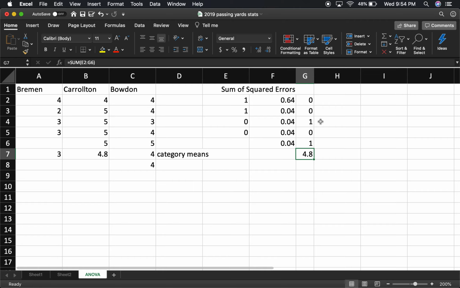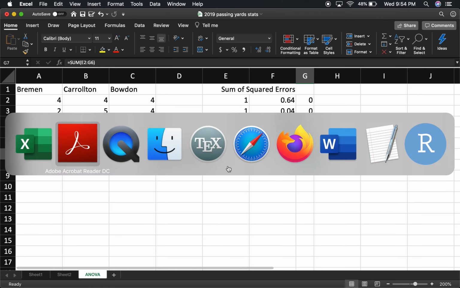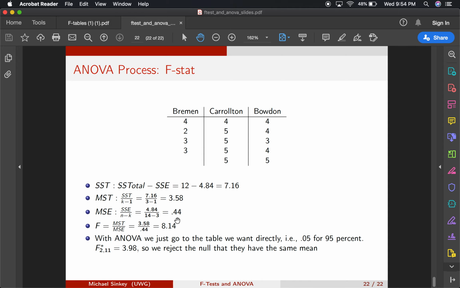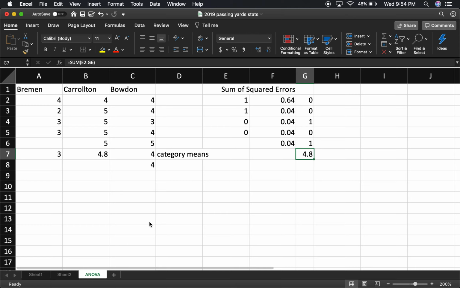Actually get 4.8, not 4.84. So my F-stat will be a little bit larger even than this. It should be 4.7, 7.2 is the MST. MSE is 4.8. Okay, so this is my mean squared error.